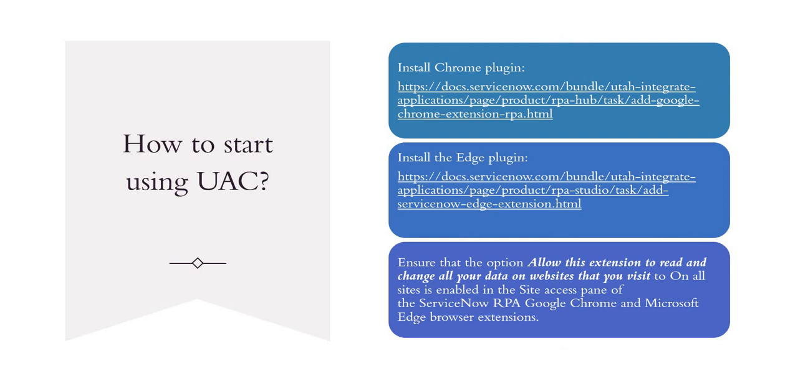How to start using UAC? You can install the Chrome plugin from this URL, which I will also paste in the description box. Similarly, if you are using the Edge browser, you can download the Edge plugin from here, and then you have to ensure that you allow this extension to read and change all of your data on the websites that you visit. There is a setting on the Chrome or Edge browser that you have to enable for these extensions. Once you have done that, you are good to start UAC.